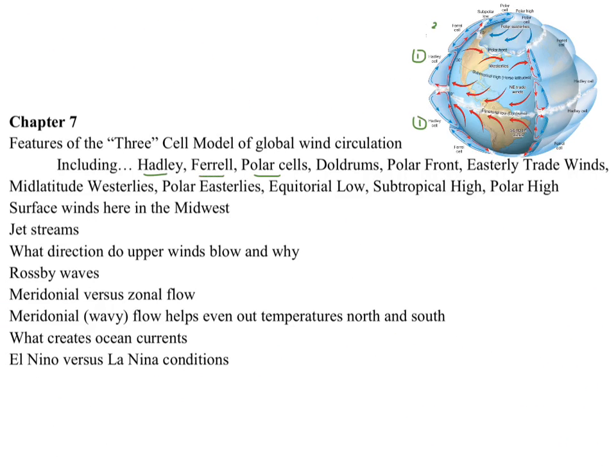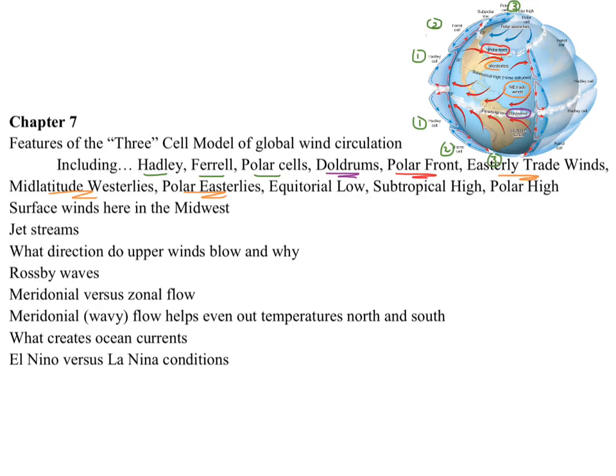Okay, so on to chapter 7. I brought in a figure of the three cells in each hemisphere that we talked about. The Hadley cell is closest to the equator, and then in either hemisphere we have the Ferrel cell, and then in both hemispheres, of course, we have a polar cell. You can think of them as divvying up every 30 degrees. So 0 to 30 is the Hadley, 30 to 60 is the Ferrel, and 60 to 90 is the polar cell in both hemispheres. Kind of, right?